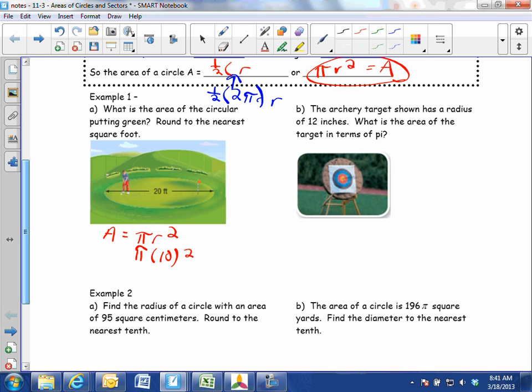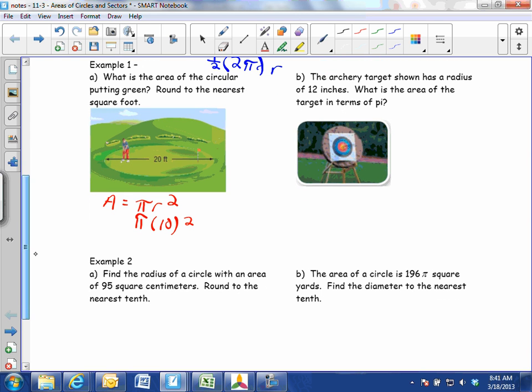Why not do it simply? Order of operations. Are we going to take 10 times pi first, or are we going to take 10 squared first? Order of operations always says do exponents first. What's 10 squared? 100. And 100 times pi gets us about 314.15.